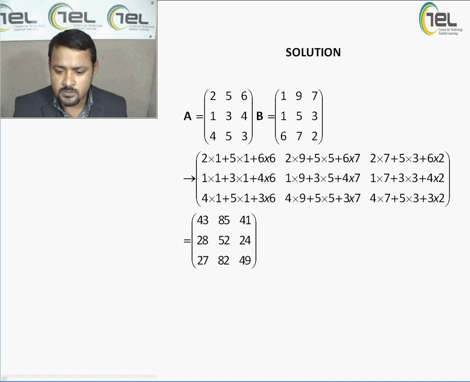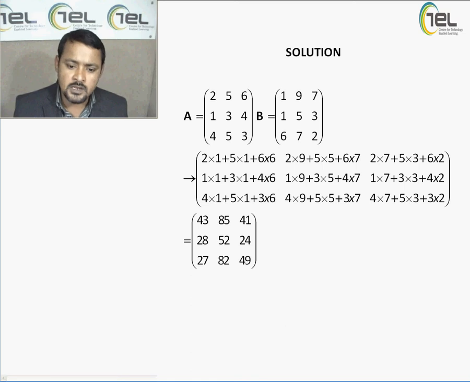So we have a 3 into 3 matrix. The answer is 43, 85, 41, 28, 52, 44 and 27, 82, 49. So you can clearly see that when the first row is multiplied with the first column, the resultant answer is written in the first row, not in the first column. So you must remember that.